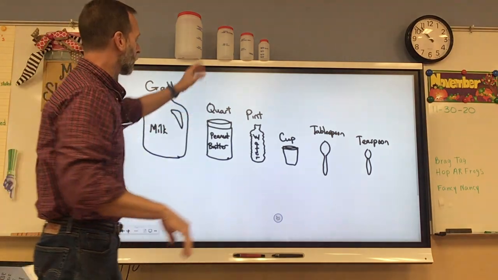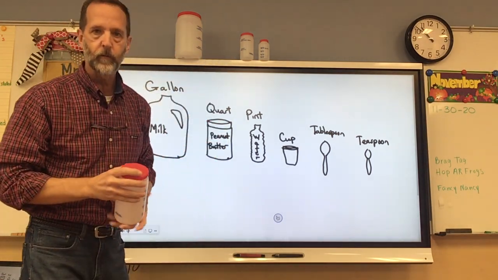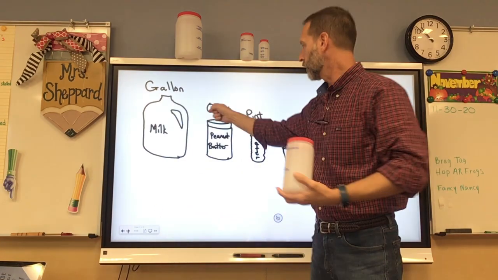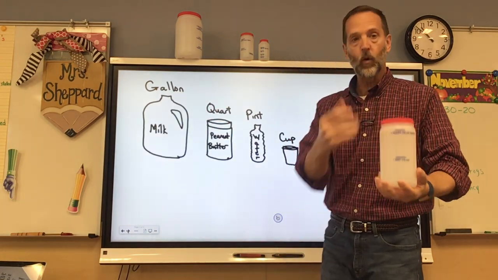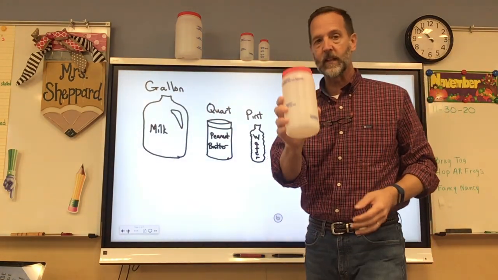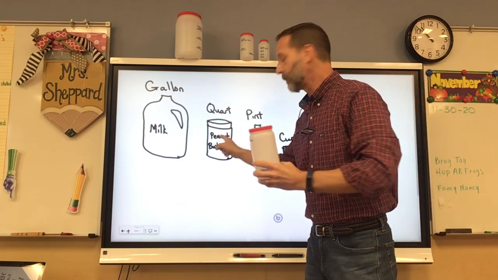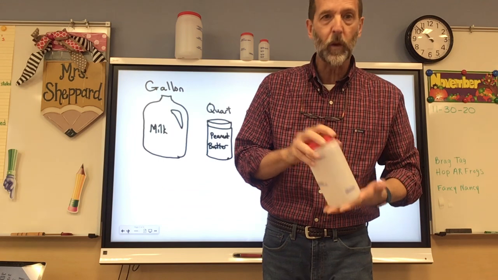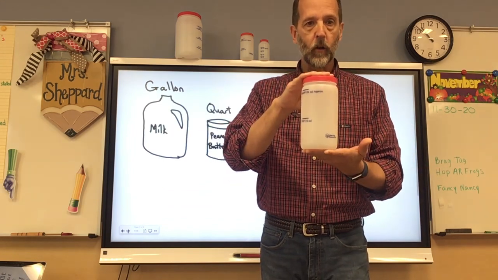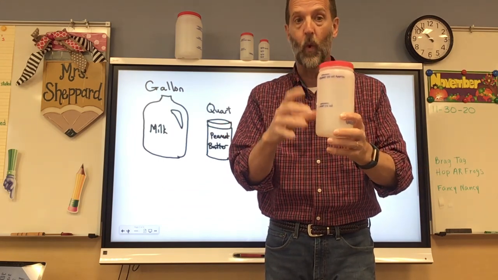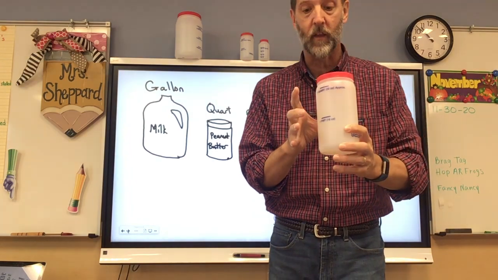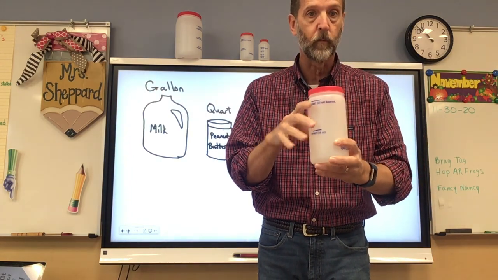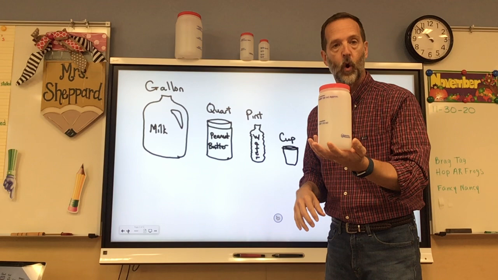As we get smaller, we get to something called a quart. Okay? A quart. Now, in your kitchen cabinet, you might have a container that's a peanut butter jar. Okay? A peanut butter jar usually holds about a quart. Now, it may be a little shorter than this. If it's shorter, it's going to be a little wider. My peanut butter jar is a little bit wider than this, but it's shorter too. Okay? And it holds about a quart.